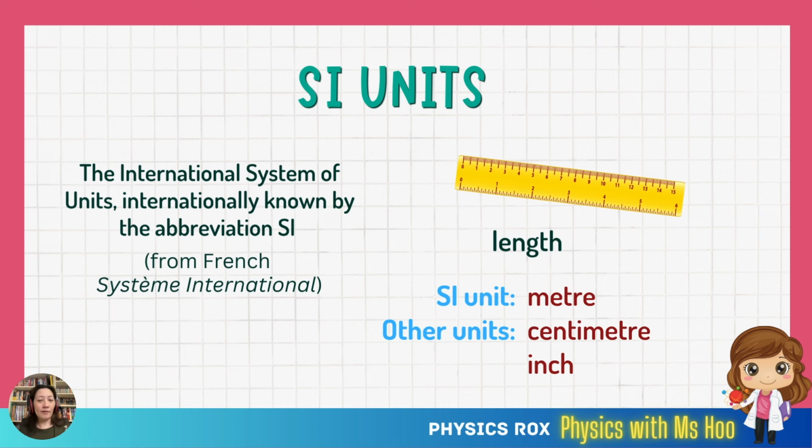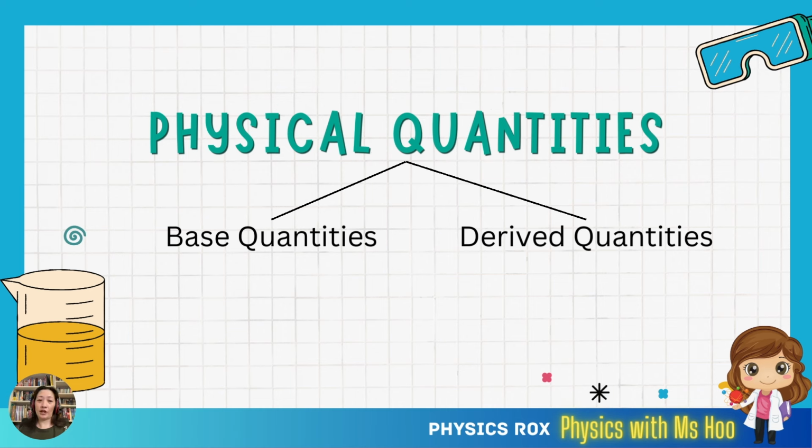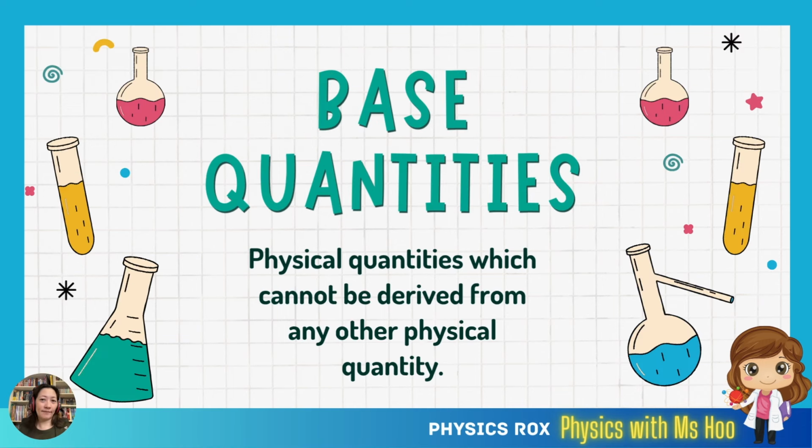Having said that, though, in general, you can think of physical quantities being classified into two general classifications, base quantities and derived quantities. And in this lesson, we will focus only on these two classifications. There are, of course, many other different classifications, but for this lesson, we will only focus on these two. Let's start first with base quantities.